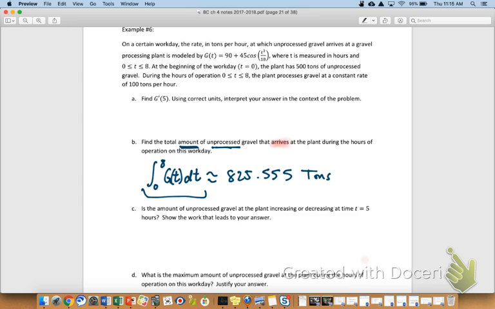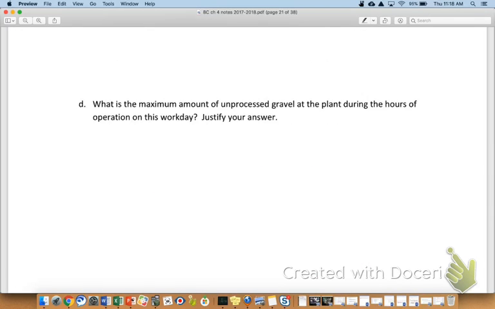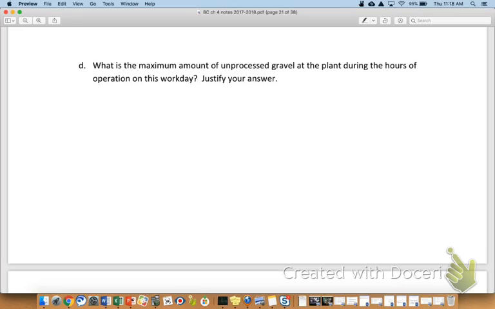Okay, so D. I will do this. D says, what is the maximum amount of unprocessed gravel during the hours of operation. So here, it's not asking how much arrived, it's not asking how much left, it's saying how much is there. So now, do you see how the 500 might come into play at some point? Because the 500 was there to begin with, and so whatever gets added or subtracted, well, the 500 was there. So now we need to think about that, and we need to think about the rate coming in as well as the rate going out.